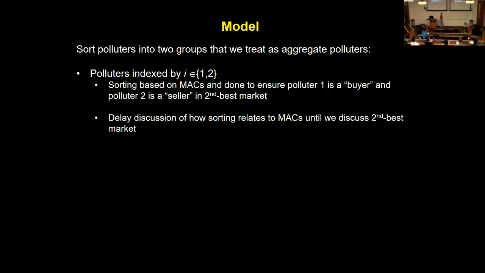The sorting is going to be based on marginal abatement costs. It's going to be done to ensure that polluter 1 is a buyer and polluter 2 is a seller in the second best market. But I'm going to delay the discussion a bit about how sorting relates to marginal abatement costs until we actually get to the second best market. Just for now, what's important is to know that polluter 1 is a buyer and polluter 2 is a seller. It doesn't really matter at this point. We just need to designate one as a buyer and one as a seller.